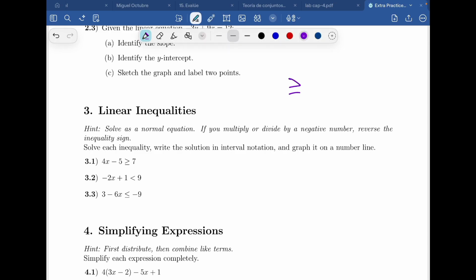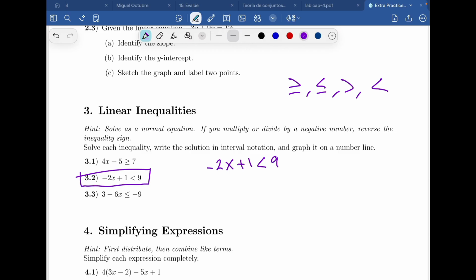Remember, we can have these signs like this one, or this one. So we need to reverse the inequality sign. For example, let's use this one. If we have -2x plus 1, we can solve for x. Solving an inequality is like solving an equation. So we have -2x plus 1 is smaller than 9.